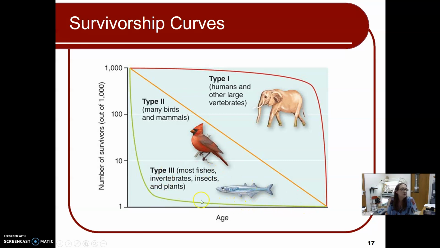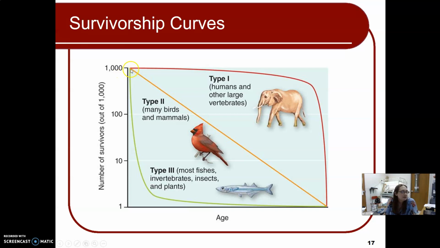So this involves most types of fishes, invertebrates, insects, and plants. So think about what I was saying, the fish that lay so many eggs because so many of them get eaten. Plants make so many seeds because so many seeds either get eaten or don't fall on good soil, and so not many survive. Okay, that kind of makes sense, right?